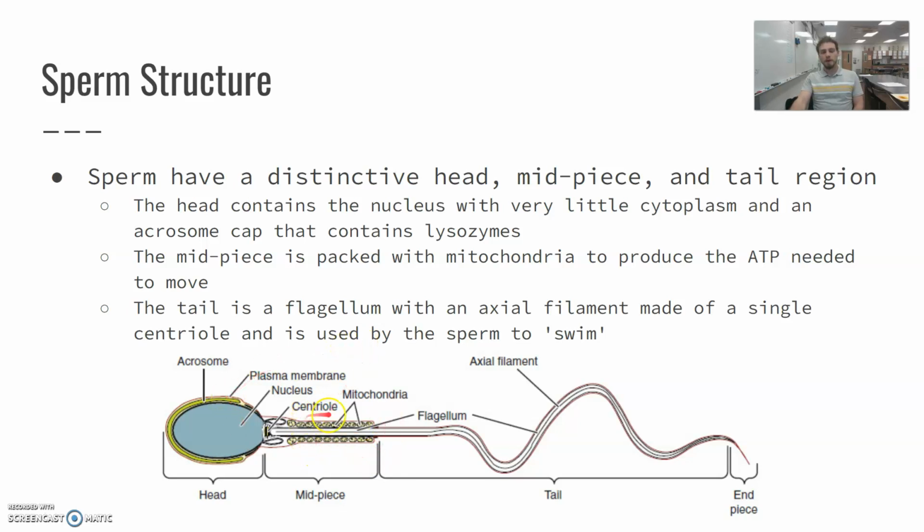Your midpiece is going to be packed with mitochondria. Those mitochondria, remember, the powerhouse of the cell. They're going to be generating the ATP necessary to move the flagellum here so that that sperm is able to swim. And then here, the tail piece is going to be an axial filament made of a single centriole. Centriole being one of those important spindle fibers responsible for maintaining shape and other things in the cell. It's going to use that flagellum to kick back and forth in order for that sperm to be able to swim.